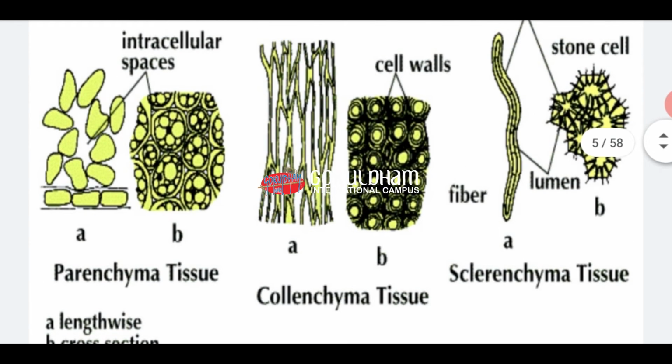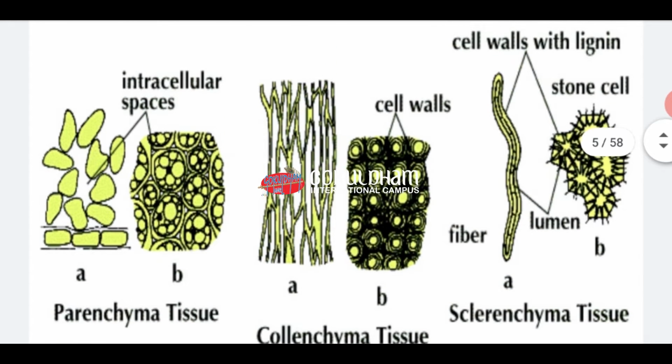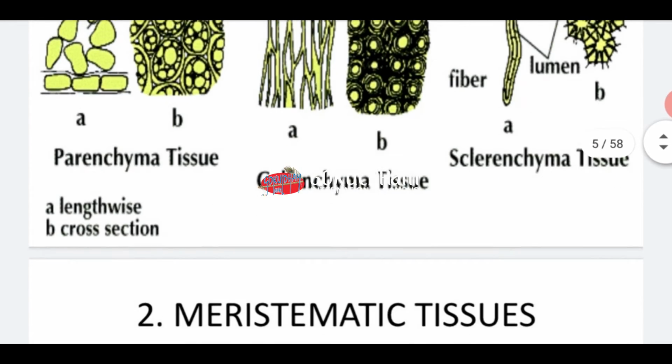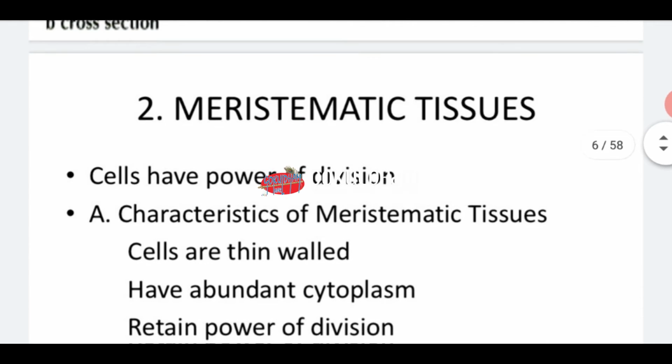These are the cross sections of the permanent tissues. First one is parenchyma tissue, in which intercellular space is there and the cell wall is thin, whereas in collenchyma the cell wall is thick and irregular, and in sclerenchyma the cell wall is thick and lignified. It is also known as stone cell, with a cell wall of lignin. So let us see the characters and function of these tissues.